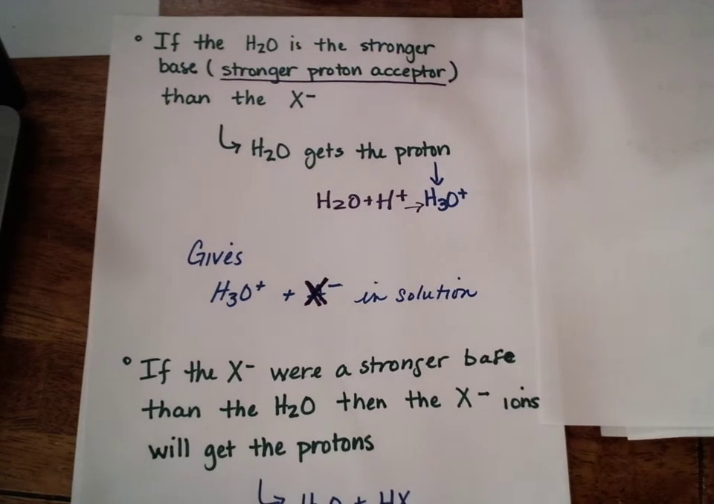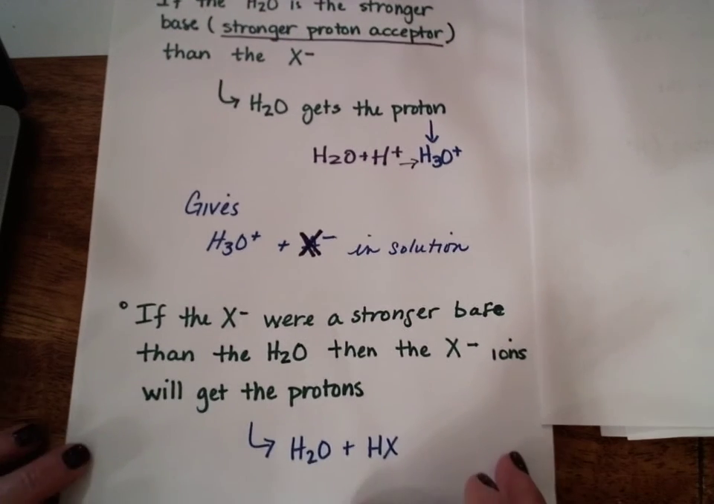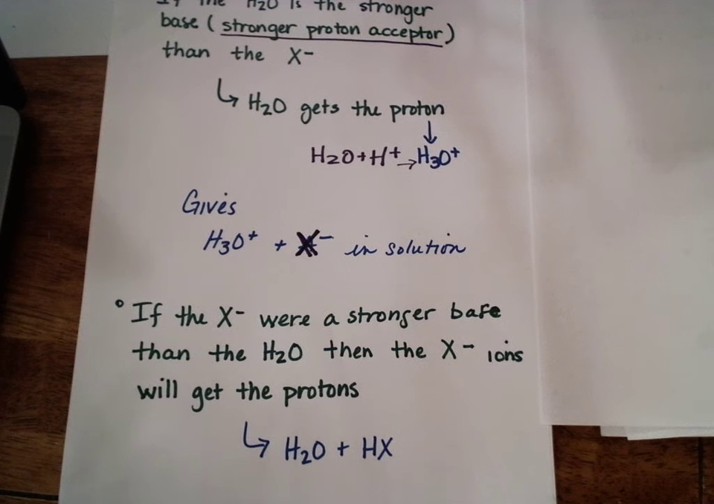If the X minus were stronger than the water, then we have to look at it the other way. In that case, the water is not going to pick up the proton. My X minus ion, my anion, is going to pick up the proton. So I end up with water plus HX in both cases.